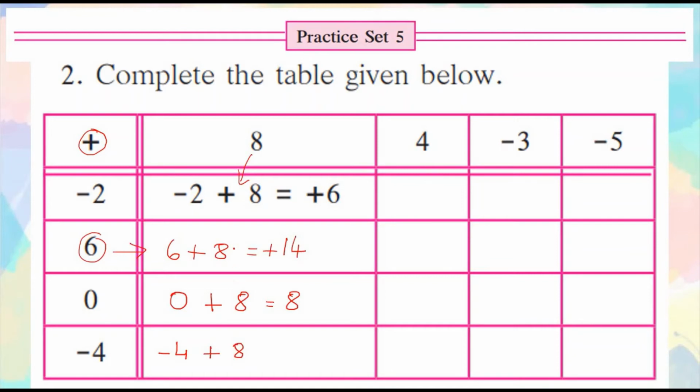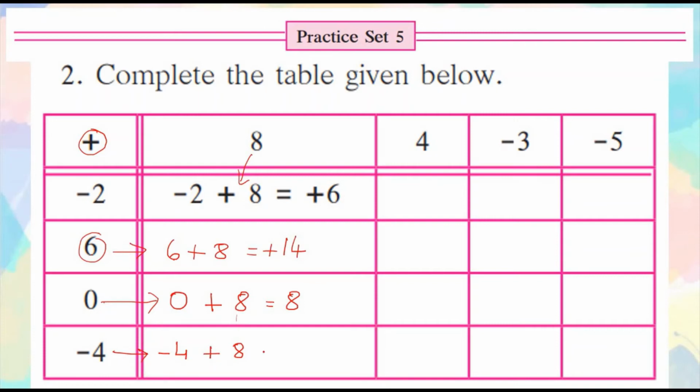Why are we writing 8 again? Because this is the column for 8. That is why we have written 8 everywhere. The second number in our equation is always 8. And the first number is the number which is in the vertical column. See, here it was 6, so 6. Here it was 0, so here I have written 0. Here it is minus 4, so here I have written minus 4. So minus 4 plus 8.